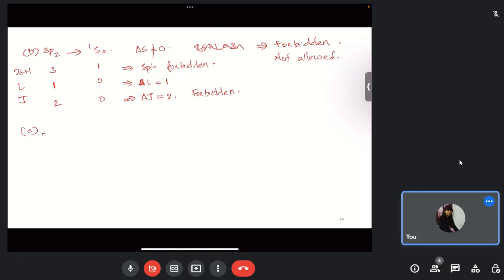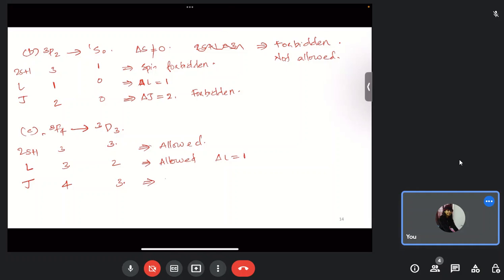Third one is 3F4 to 3D3. So 2S plus 1 is 3 in both cases, so it is allowed by the spin selection rule. The L value is, for F it is going to be 3, and for D it is going to be 2. So this is also allowed because your delta L is 1, and the J value is 4 and 3.